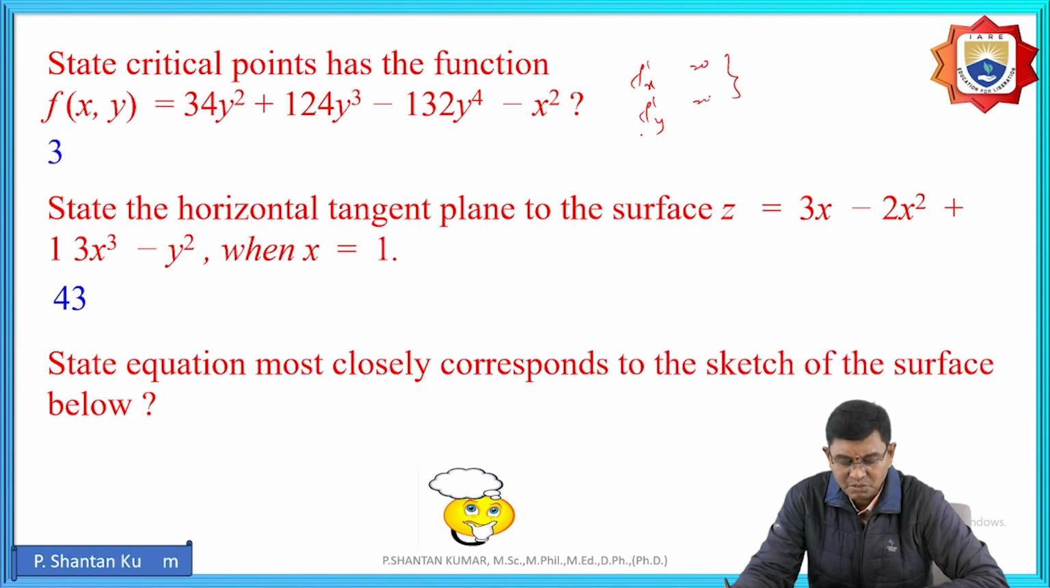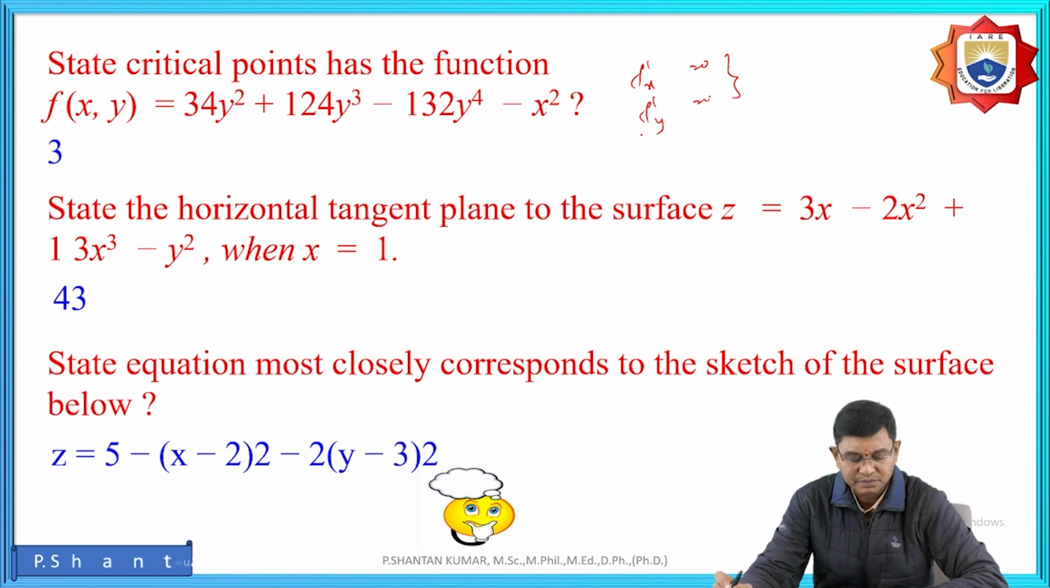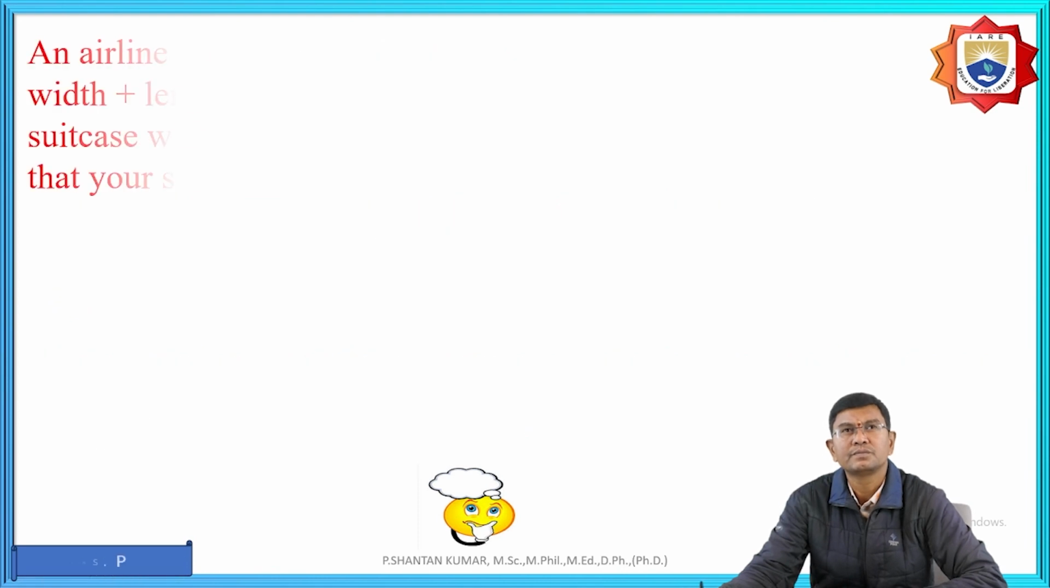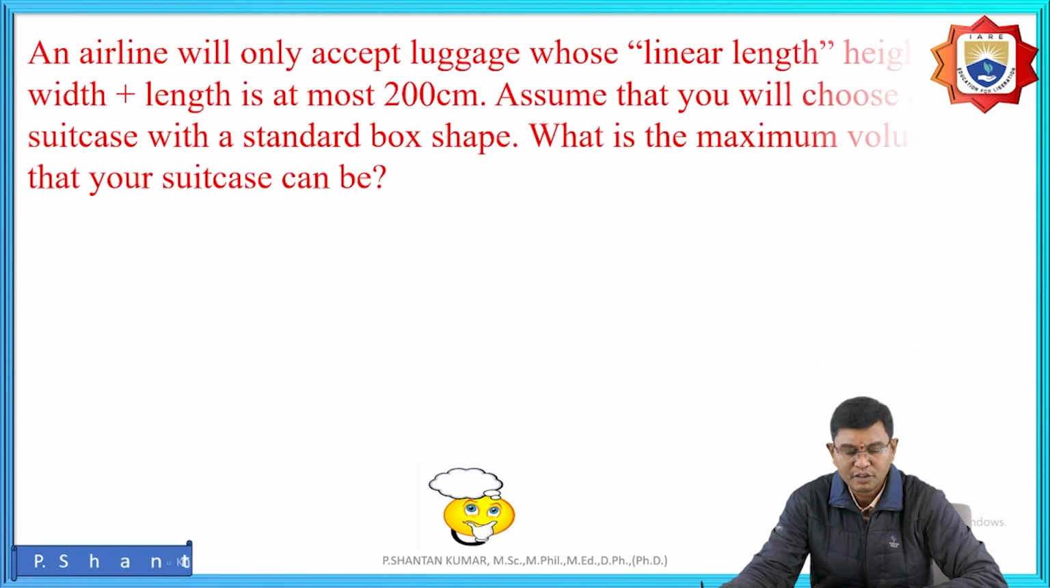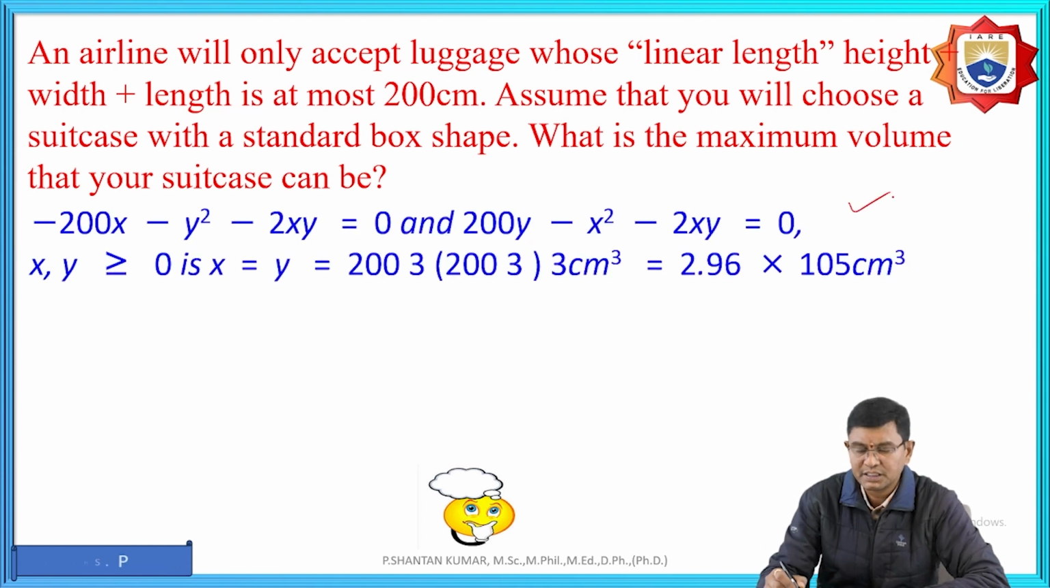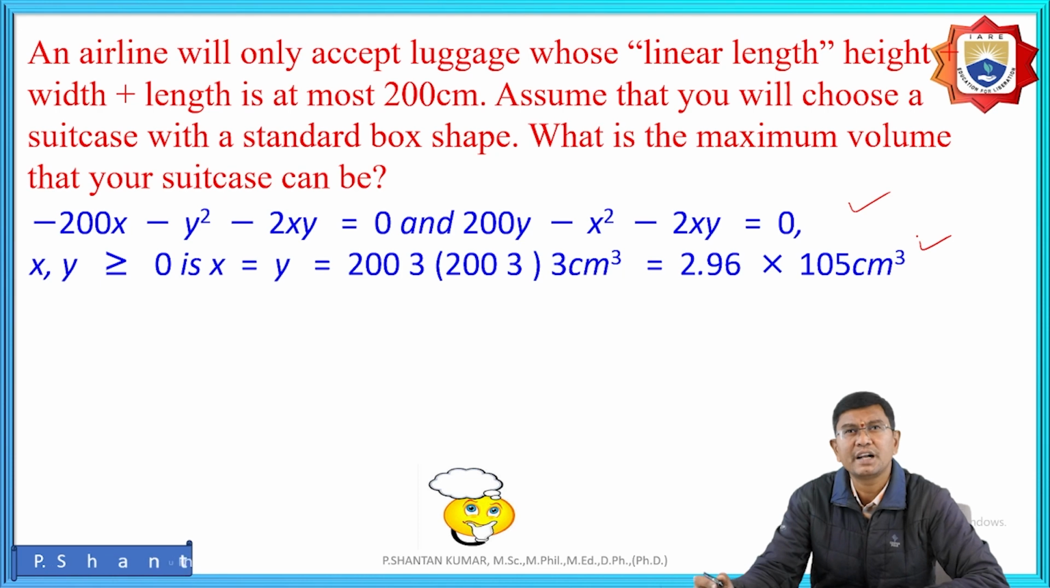State the equations most closely corresponding to the sketch of the surface below, that is z is equal to 5 into minus conditions. Then based upon the equations, we need to assume the state equation format, and after that we need to find the solutions. It is particularly x is equal to y is equal to 2003, that is the solution.